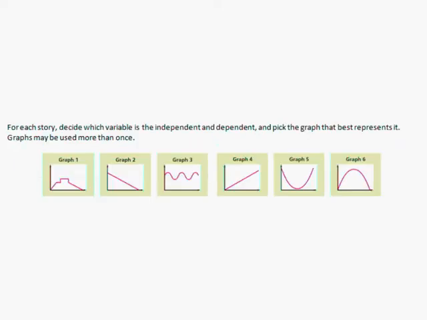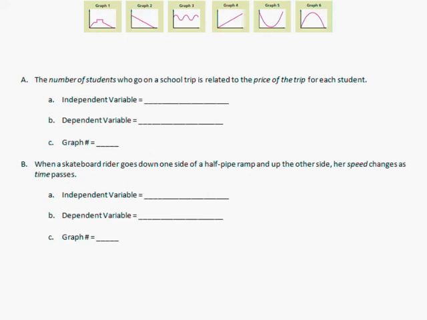Alright, let's get started. For each story we're going to decide which variable is the independent and the dependent, and then pick the graph which best represents it. Graphs may be used more than once, and so we're going to do three things per story. So let's take a look at our graphs. Graph 1, Graph 2, Graph 3, Graph 4, Graph 5, Graph 6. All very different. So let's take a look.